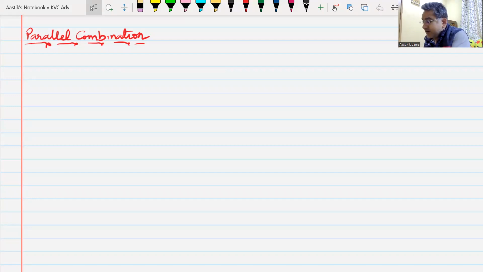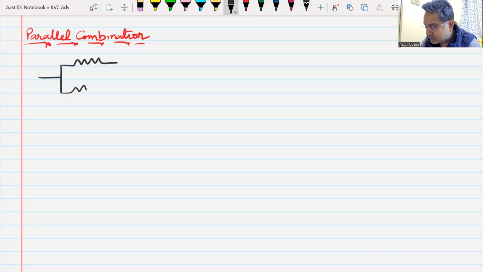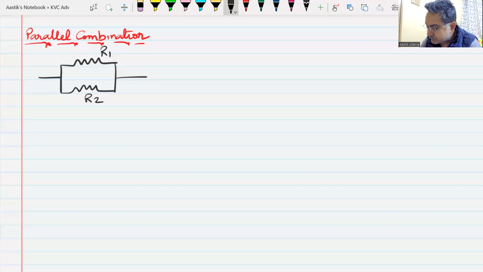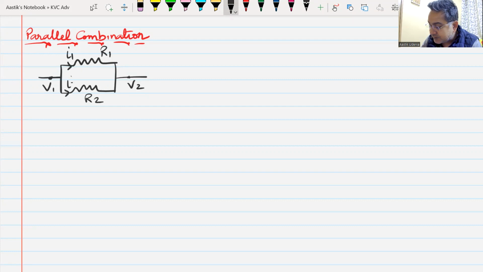The next is the parallel combination of rods. In parallel combination, you must understand two resistors just for the sake of argument, R1 and R2, and the potential differences V1 and V2. The potential drop is the same. Do we understand this? Yes, sir. The currents I1 and I2 are different. Here, the total current I which flows in this circuit will be equal to I1 plus I2. Do we understand this? Yes, sir.